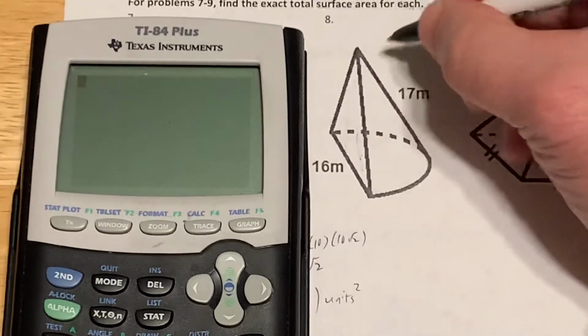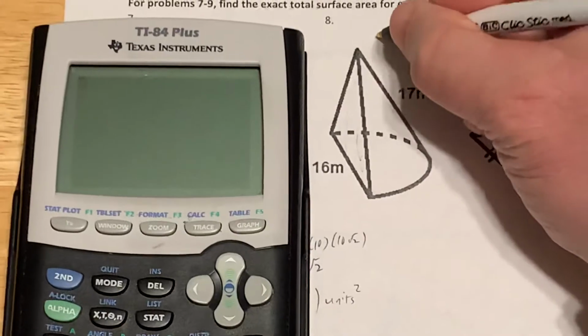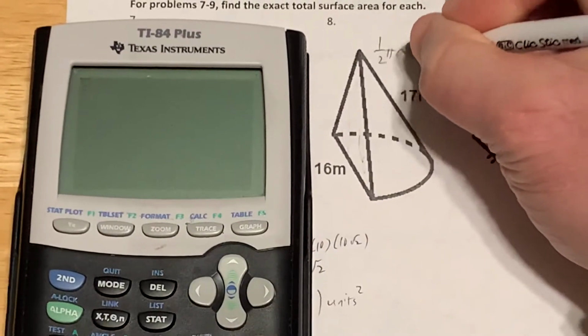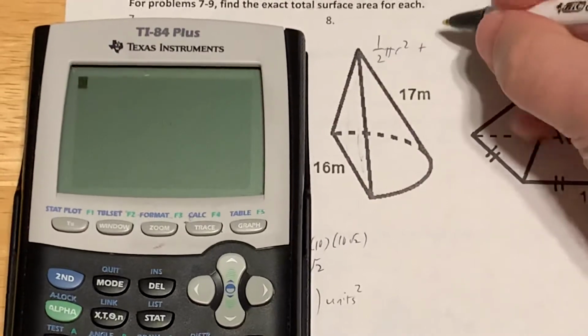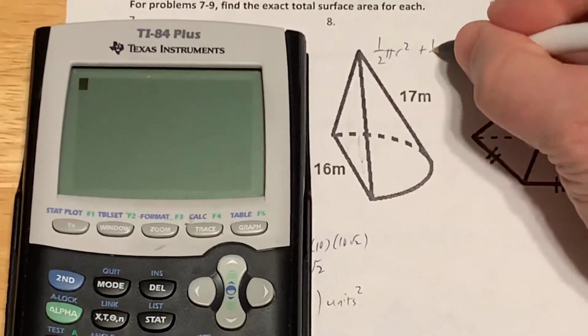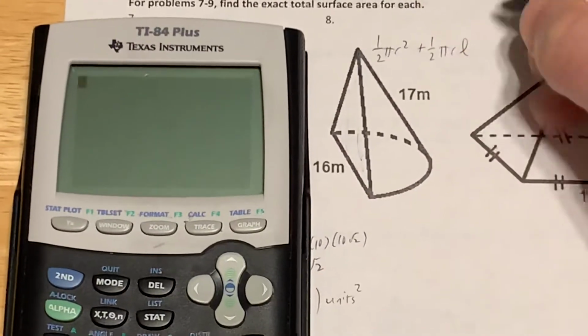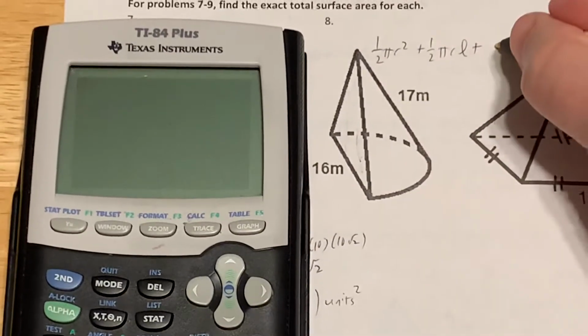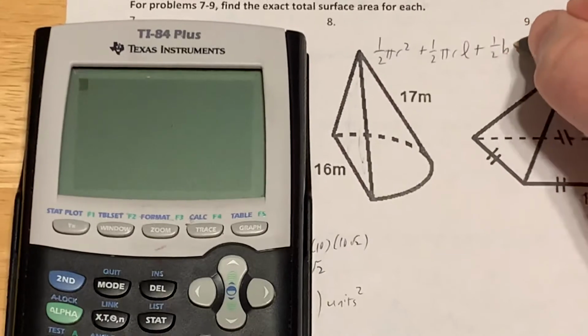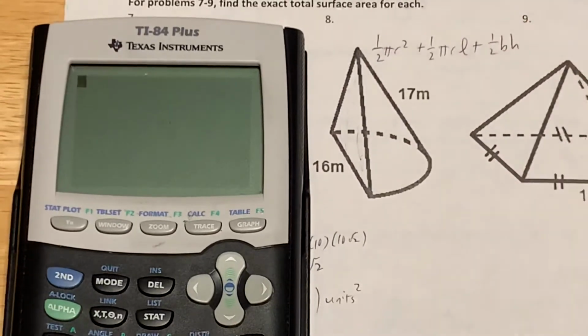So we're going to get half of the circle, half of pi r squared, plus half of the lateral area of the cone, half of pi rl, plus this triangle, which itself is 1/2 its base times its height.